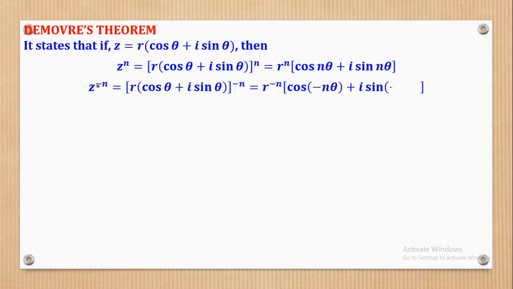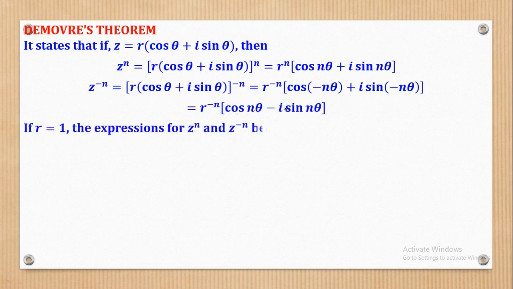Similarly, if it is a negative power, it is the same, the negative power goes on the modulus and also multiplies the angle by the negative power. And in the end, we shall come up with this, because this one gives you negative sine n theta. Now we are going to do something. If r is equal to 1, the expressions now are going to become that.